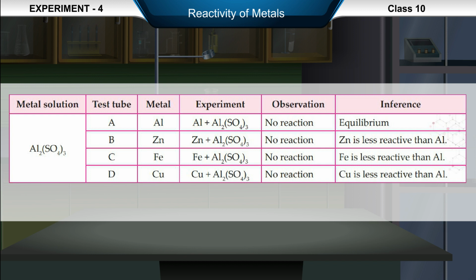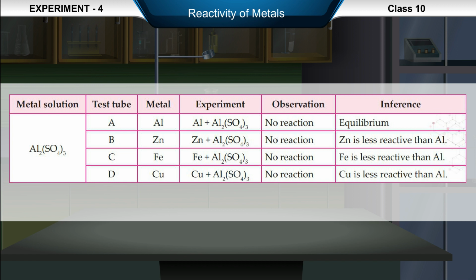Observation: no reaction. Inference: Zn is less reactive than Al. Test tube C. Metal: iron. Experiment: Fe plus Al2(SO4)3. Observation: no reaction. Inference: iron is less reactive than aluminium.